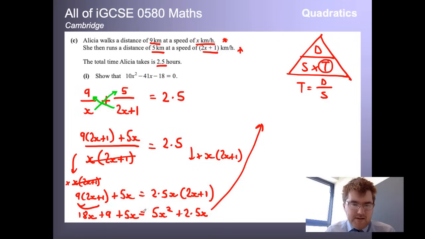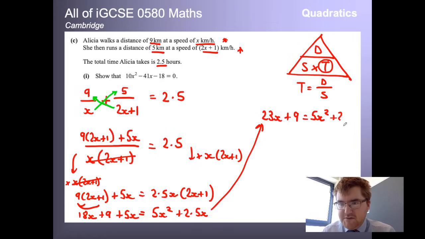Now I'm going to collect up like terms. So 18x plus 5x is 23x plus 9 is equal to 5x squared plus 2.5x. Now I'm going to use a kind of slightly lazy approach here. To get rid of this decimal, I'm going to times both sides by 2, so I get everything as an integer. And I need to make sure I multiply everything by 2 here.